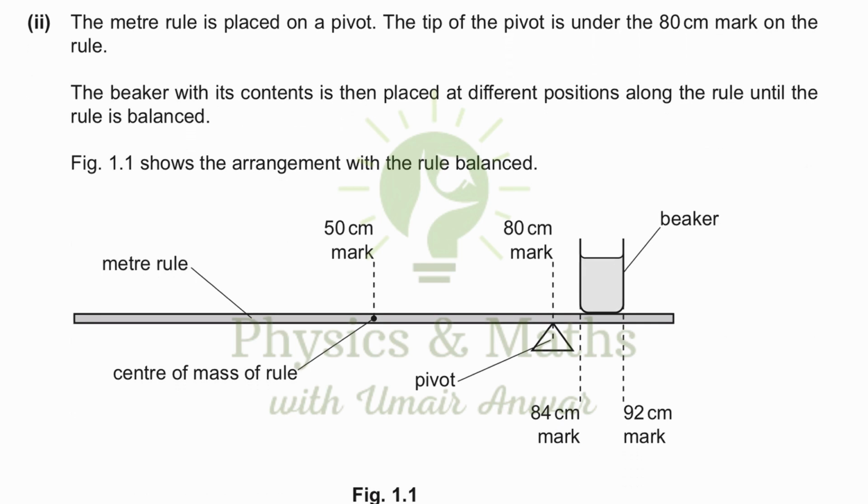The next part says the meter rule is placed on a pivot. So this is the meter rule that we are talking about, and this is the pivot on which it is placed. The tip of the pivot is under the 80 centimeter mark on the rule.